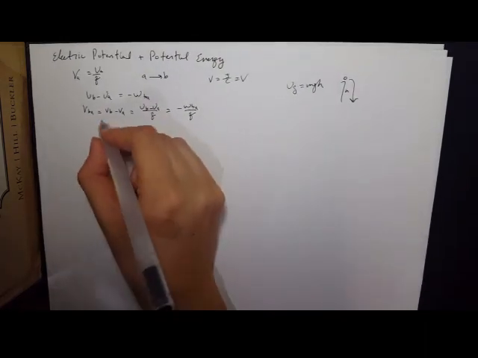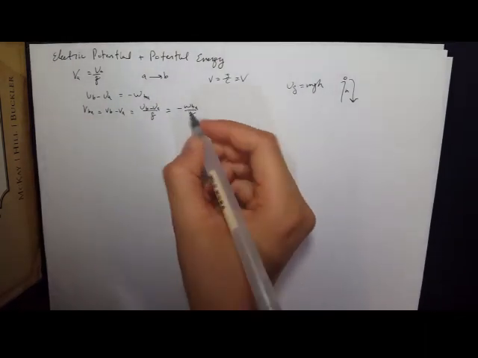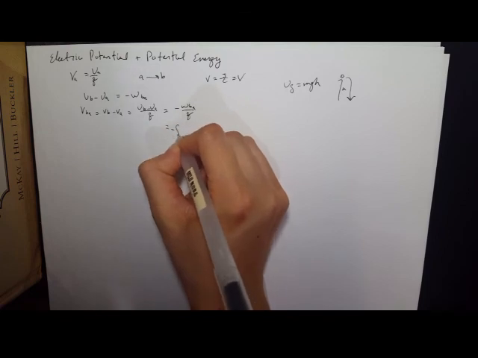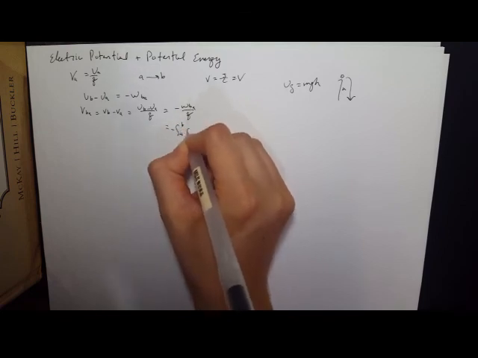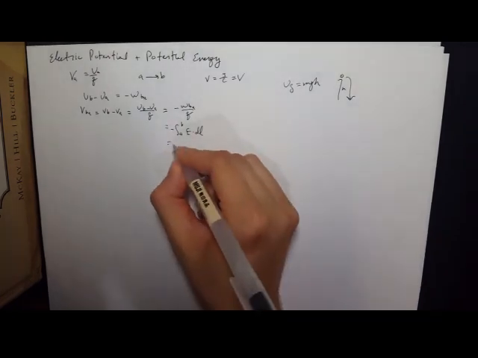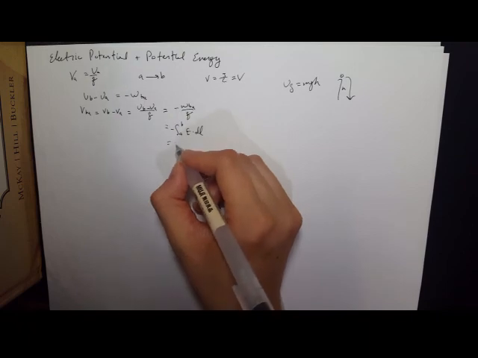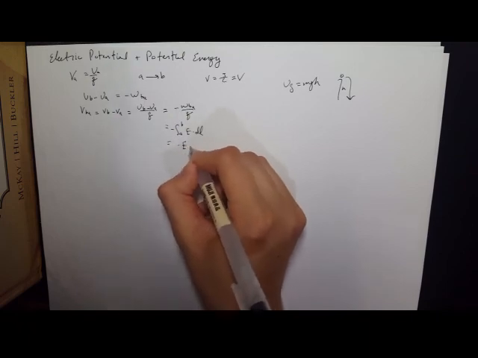Okay, so now let's talk about the relationship between electric potential and electric field. So we know that V_BA, in addition to being equal to this, is equal to negative integral from A to B of E dot dl, where E is the E field. And if you integrate this, then you can just get that V_BA is equal to negative E d.